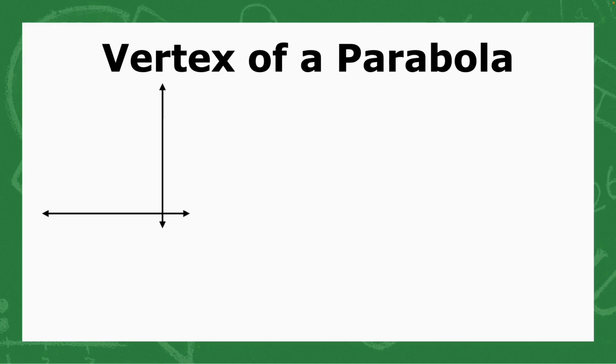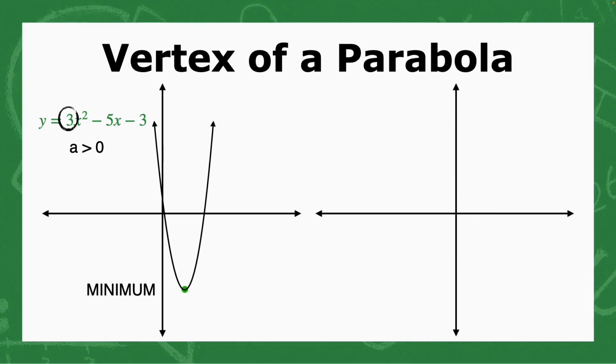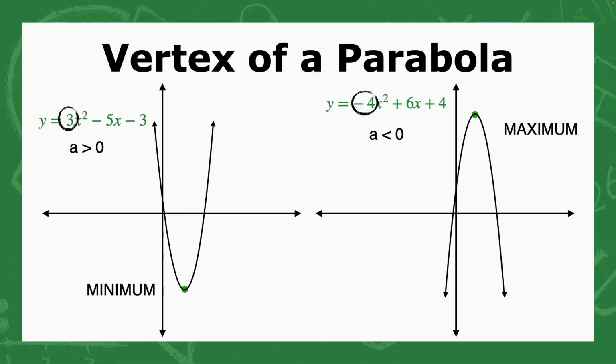If I graph the quadratic equation y equals 3x squared minus 5x minus 3, that a value is greater than 0, which means that the parabola is going to open up, and the vertex will be a minimum value. Where in this quadratic equation, y equals negative 4x squared plus 6x plus 4, that parabola has an a value less than 0, which means it will open down and that vertex will have a maximum value.